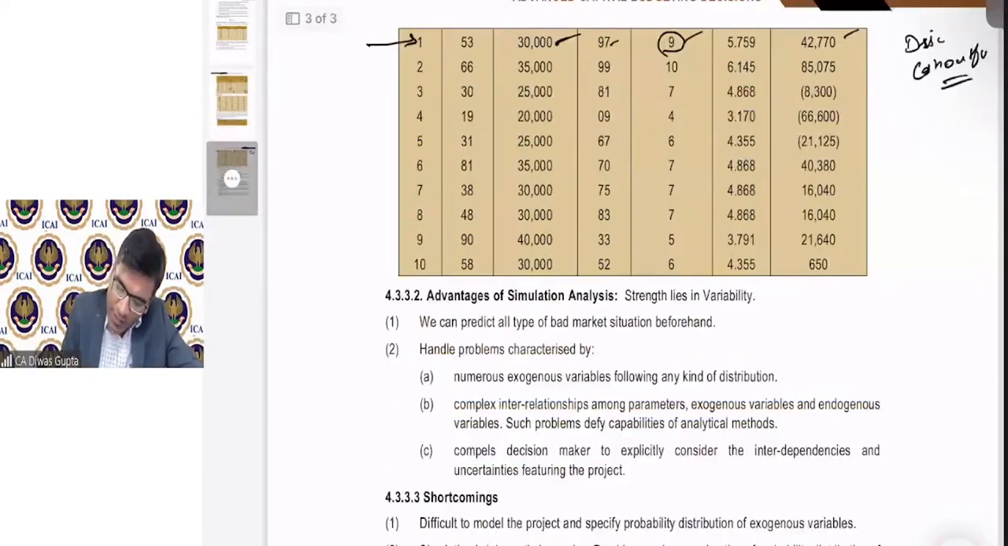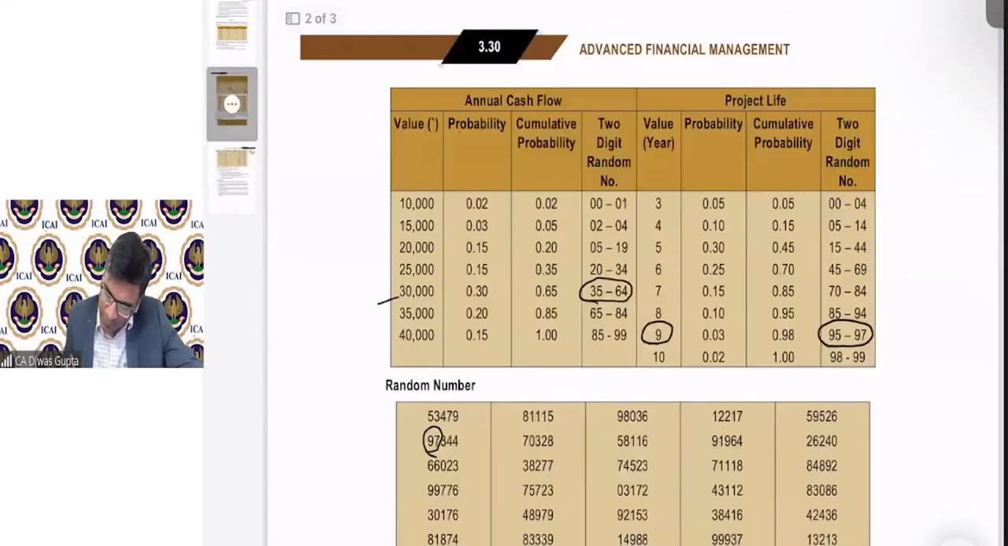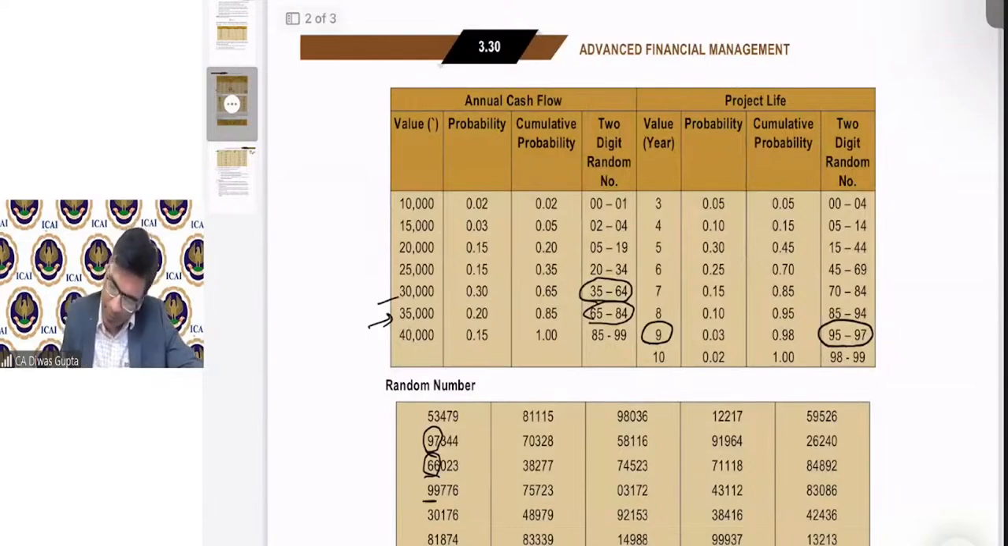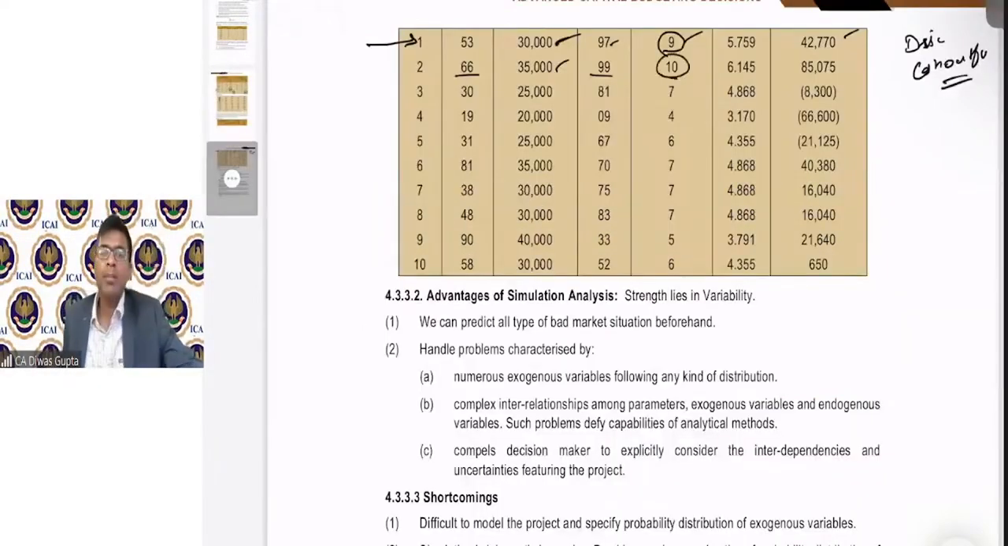Now let's look at the second simulation. How has the 66 come? The next random number is 66. This comes in the 35,000 bracket here. So 35,000 is the cash flow. Then the next random number is 99. For time, 99 comes here, which is 10 years. So in the next simulation, the project life is 10 years. Hence the NPV is there. Okay, students, likewise, they have done it for the 10th.